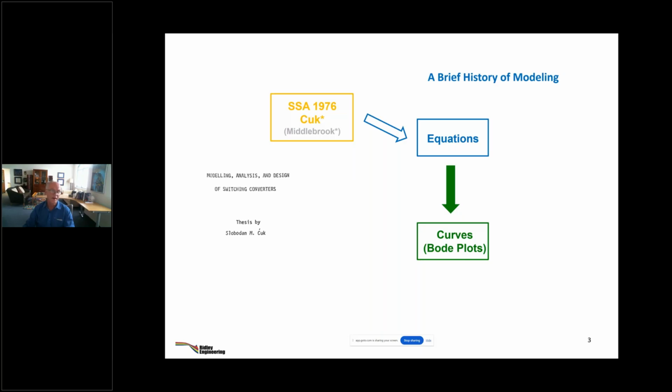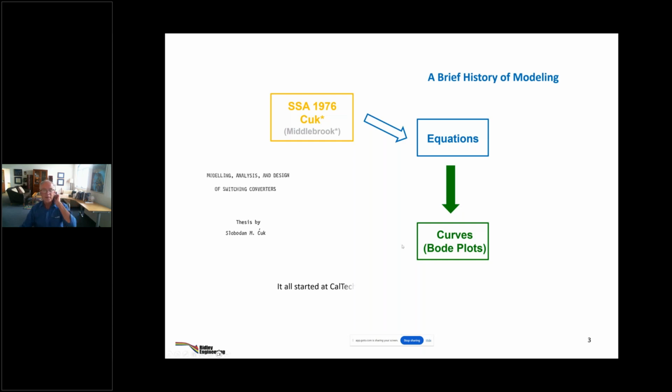And at the same time, because Middlebrook was involved, he was very much a circuits person. He insisted, I think it was probably him that did this, that there be an equivalent circuit model to go with the state space averaging, so that the engineers could see a circuit, so that you can envision what a circuit does immediately without having to look at the equations. So that was going on. And this all started at Caltech.